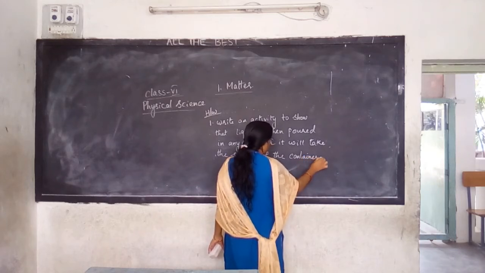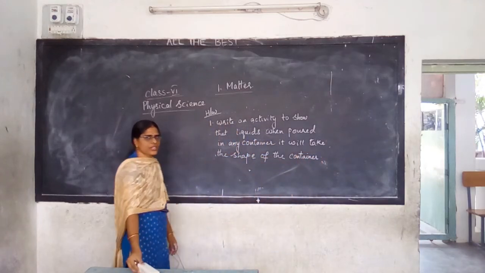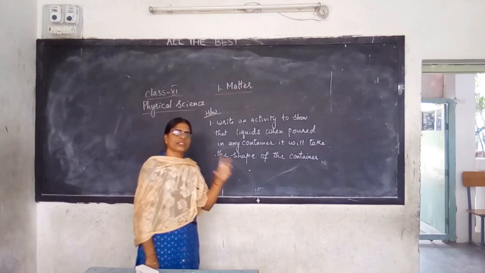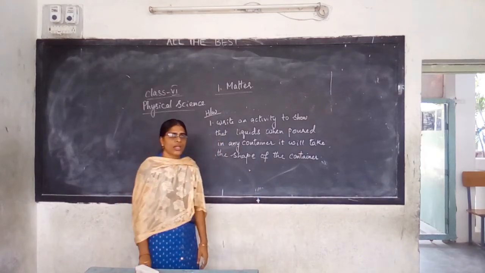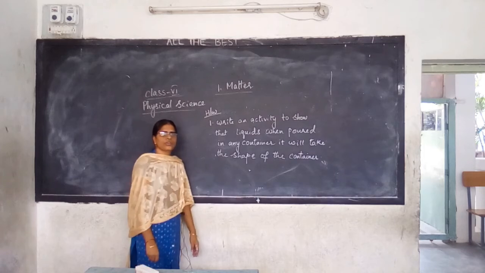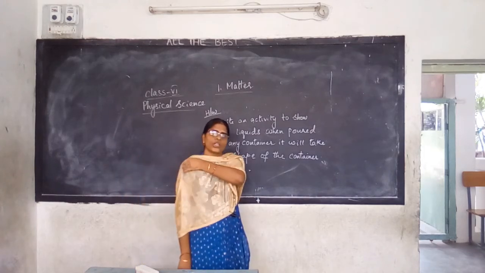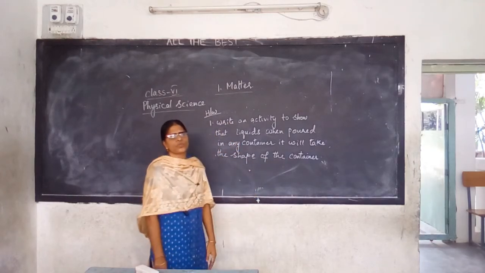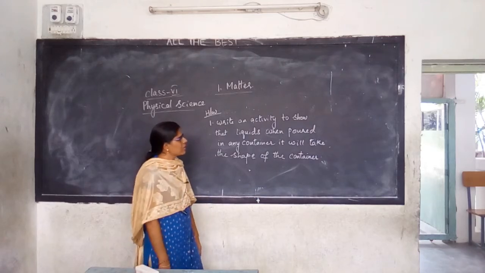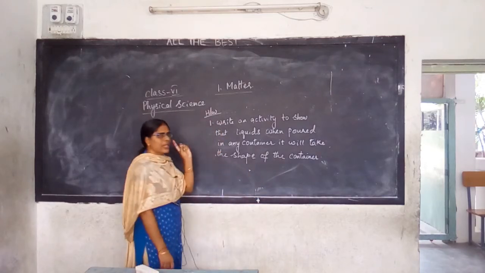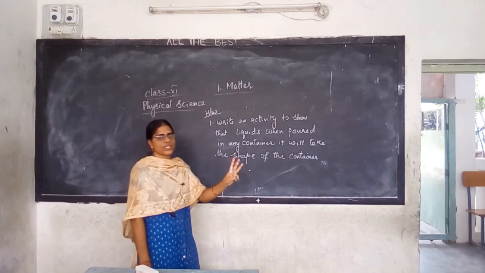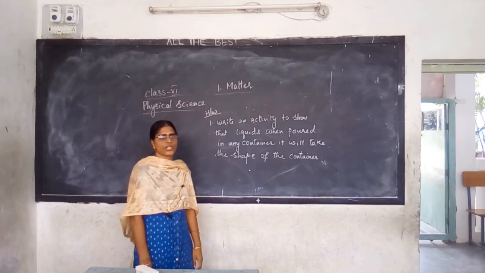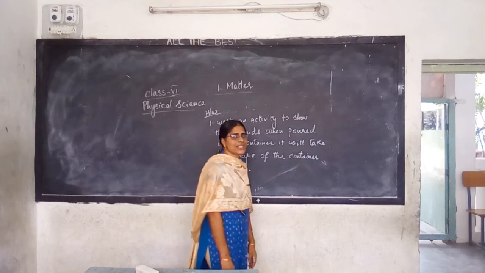Okay, children. For an activity, always write aim, materials, procedure, and the last thing is observation and result. What you have done in this activity, what you have achieved: that liquids, when poured in any container, take the shape of the same container. Today your homework is this one. Aim, materials, procedure, your observation, and the last thing is the result. Whatever you have achieved from this activity.